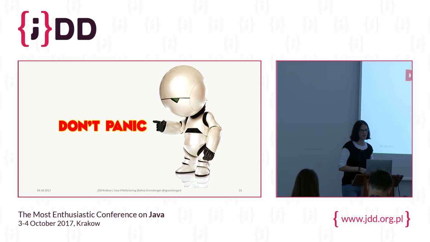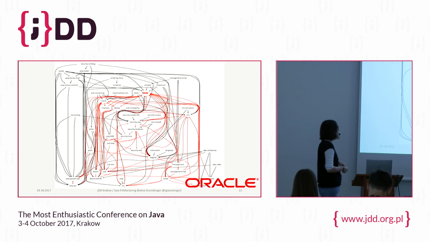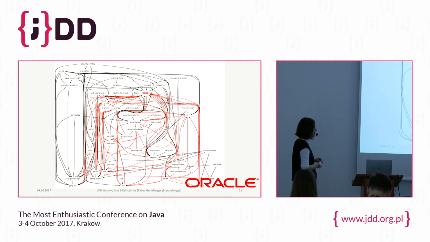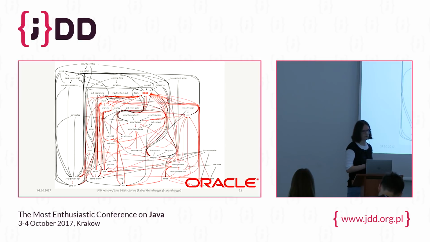But, right, don't panic, because this is actually how the JDK looked before they modularized it. They took the source code of the JDK and created modules for it as well. They also had quite a lot of cyclic dependencies in the source code, which they somehow had to resolve, and which they did resolve.